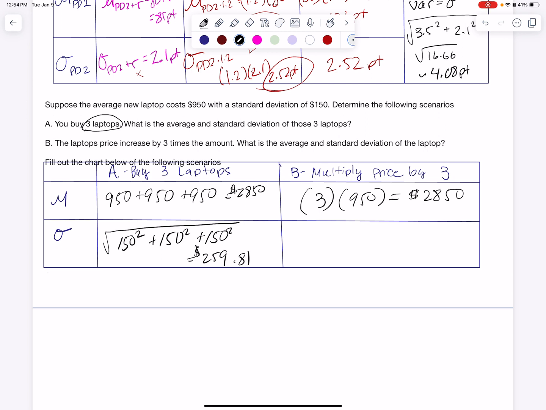Versus this one here is multiplying it by 3. So multiplying it by 3 is, I'm going to multiply by 3. So I say 3 times 150, and that's it. And that's $450. That's the difference. You just multiply it straight out. Adding, you need to add them separate. This is 3 separate ones, and this is 1 that has been multiplied. One set of data that has been multiplied. This is just adding 3 separate pieces of data together.